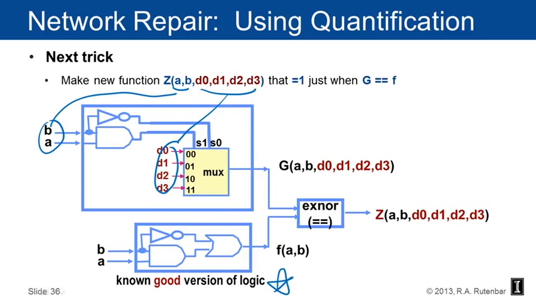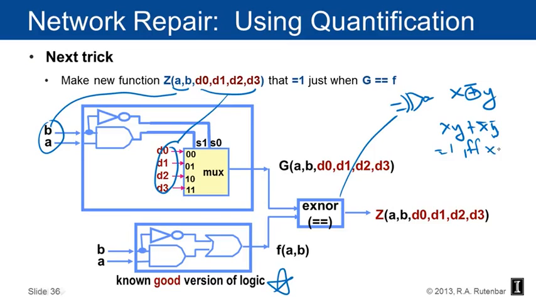and I'm doing over here an exclusive NOR gate. And just a little reminder, an exclusive NOR gate looks like that. I like to write this as an exclusive OR sign with a bar over it, x exclusive NOR y. And this is xy plus x bar y bar, and this thing is equal to 1 if and only if x is the same thing as y. All right, this is an equality gate.